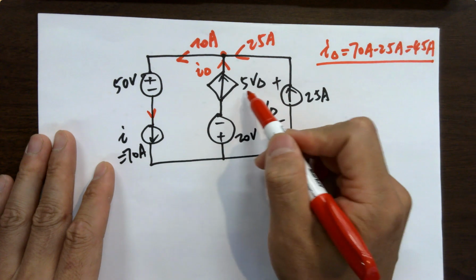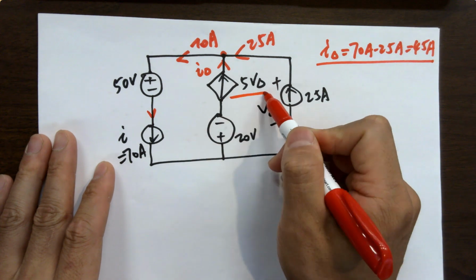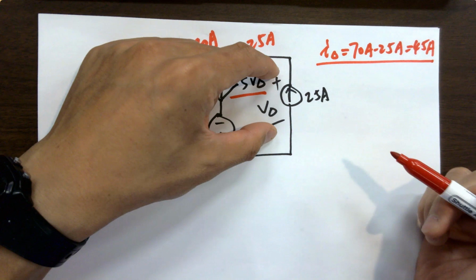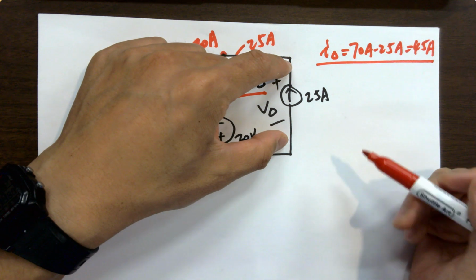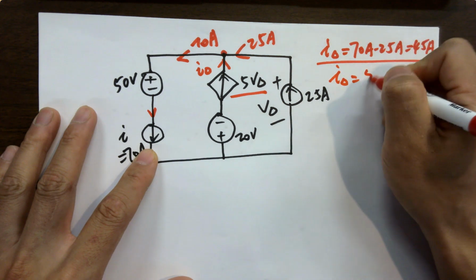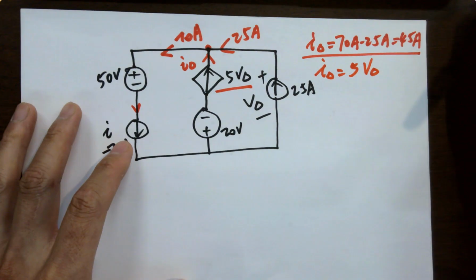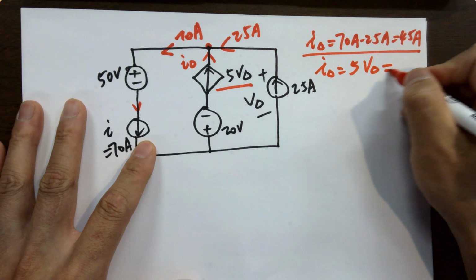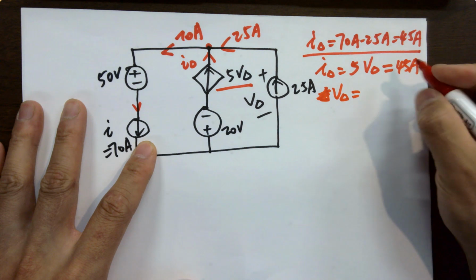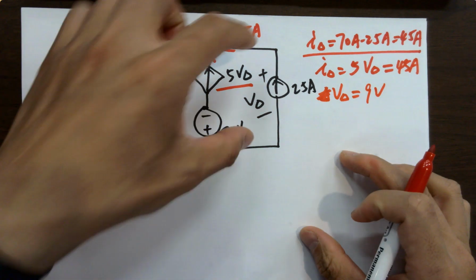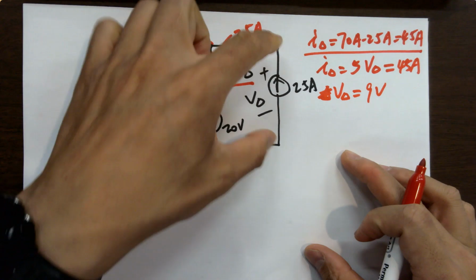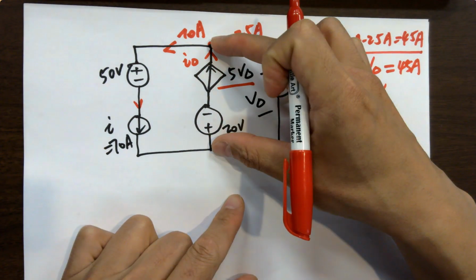Because this is a dependent source, the current of this dependent source is 5 V delta. And V delta is the voltage label in the circuit, which is the voltage across this current source. So I delta is 5 V delta, as given by how it's labeled, and it's 45 amps, already calculated. So we can calculate V delta, which is 9 volts. So we're getting 9 volts here.